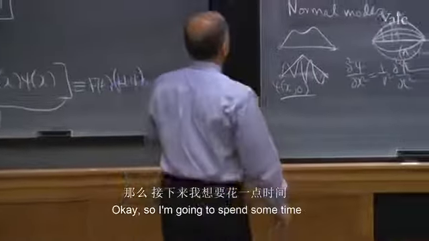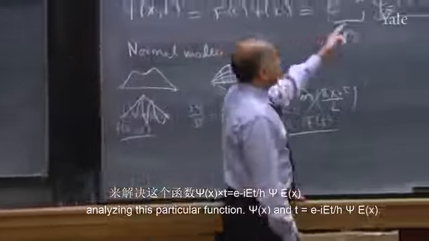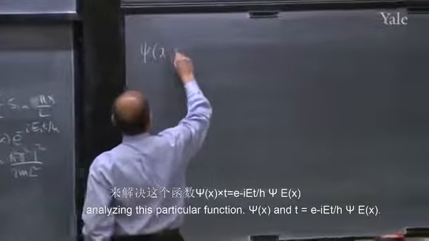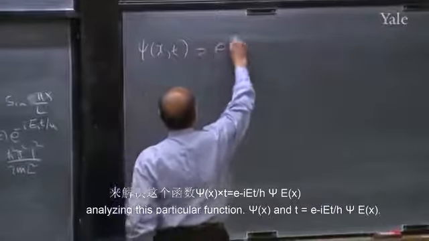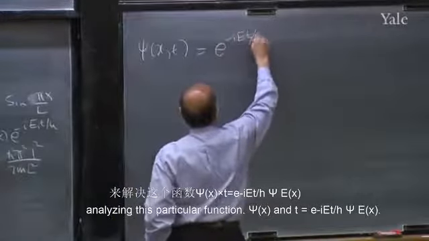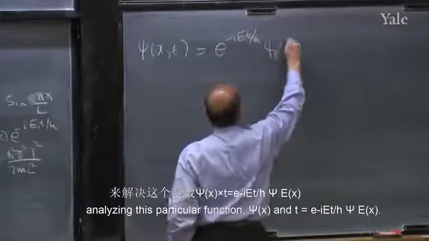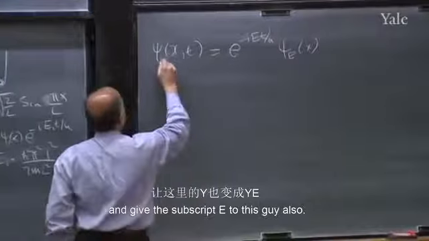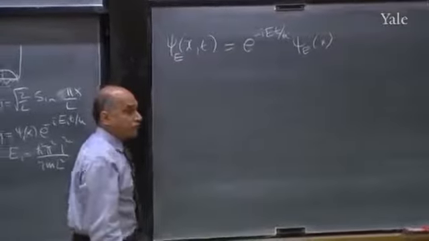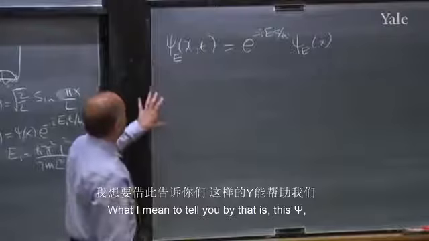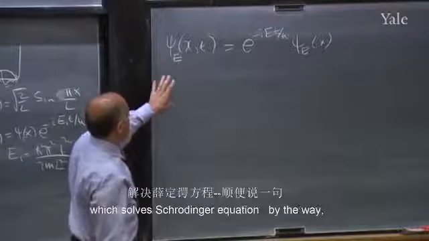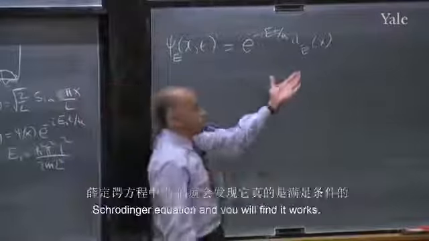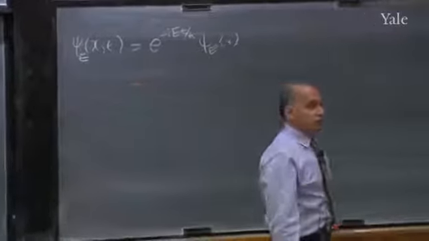Okay, so I'm going to spend some time analyzing this particular function. Psi of x and t equals e to the minus i E t over h bar, psi sub E of x. Now I'm going to abuse notation and give the subscript E to this psi also. What I mean is that this psi, which solves Schrodinger's equation, by the way, I invite you to go check it. Take the psi and put it into Schrodinger's equation, you will find it works.